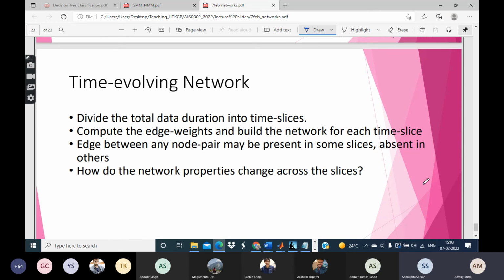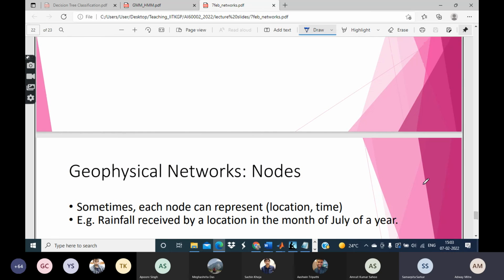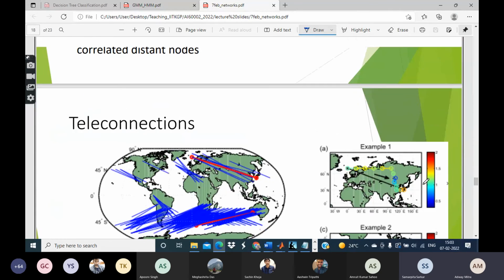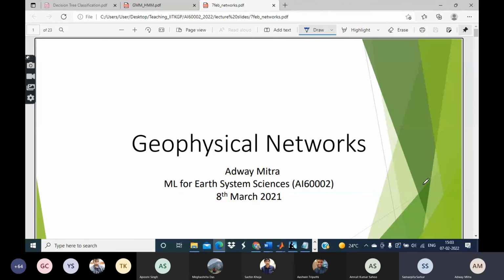And then, of course, as I said, these kinds of networks can also evolve over time. That is, new edges can appear, new edges can disappear, and so on. So this is the story of climate networks, or sorry, not climate, but geophysical networks.